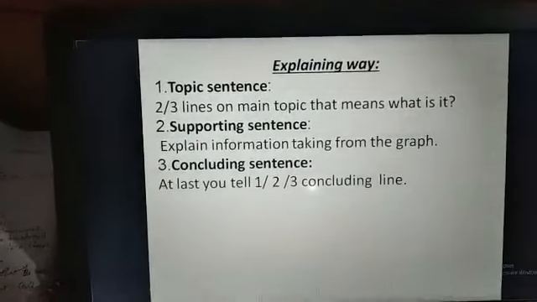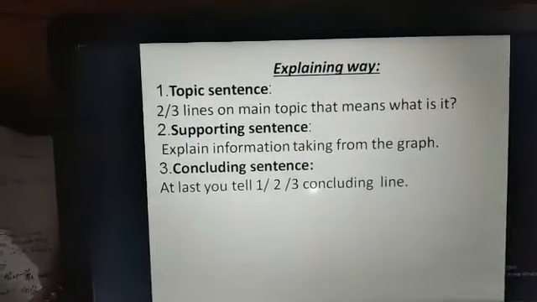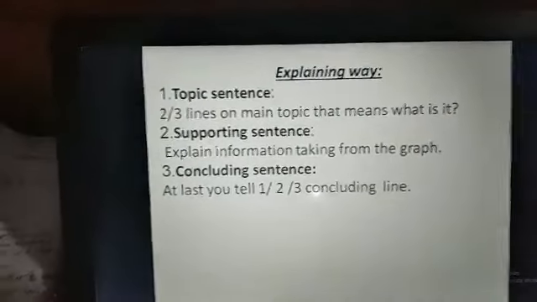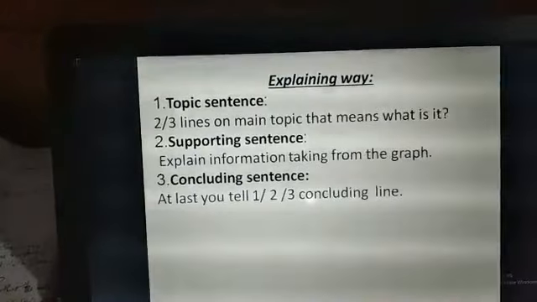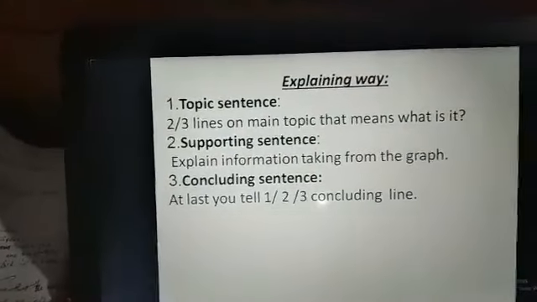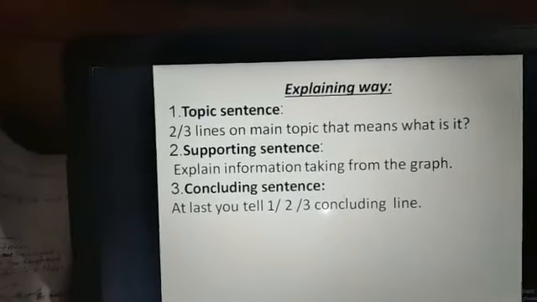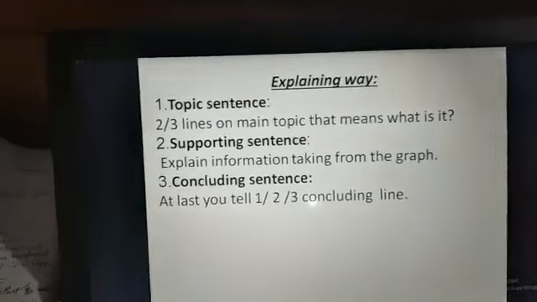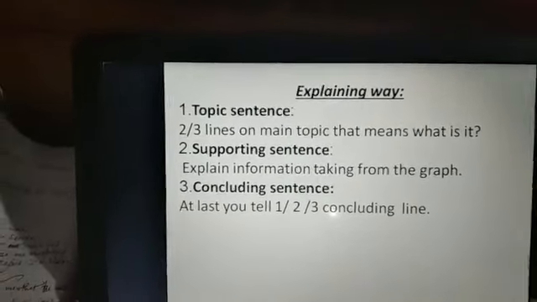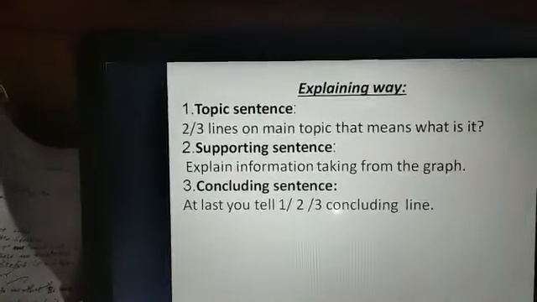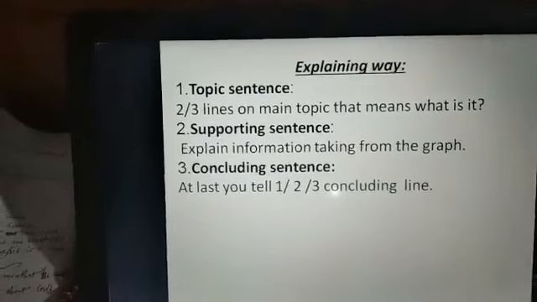If we find the people of Bangladesh who are living below the poverty line, then I will express 2 or 3 lines on this topic. Number 2, the supporting sentence. In the supporting sentence, we find different data in a graph and chart, and I explain according to this percentage and according to this year, and explain all this information taken from the graph.